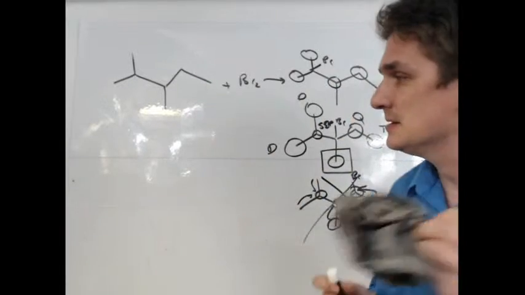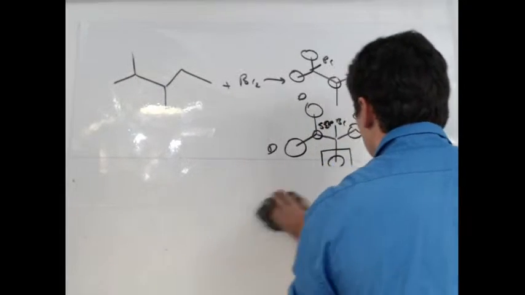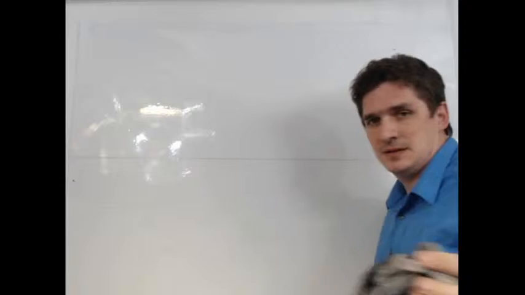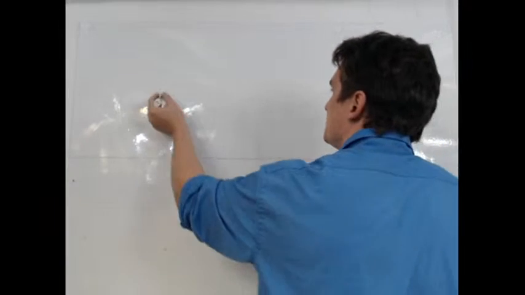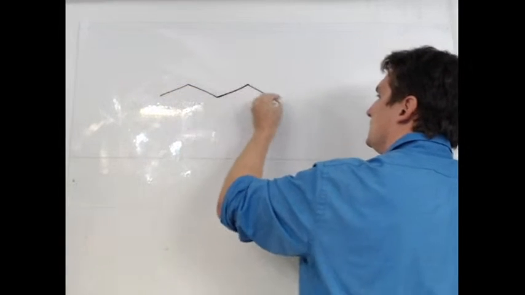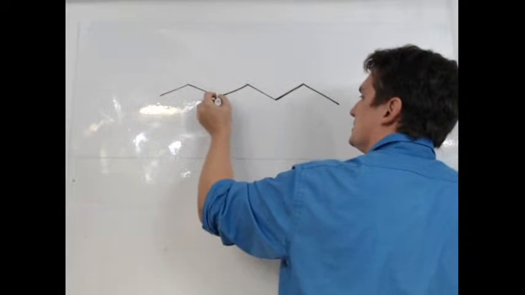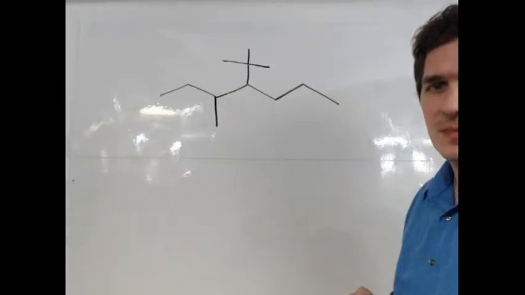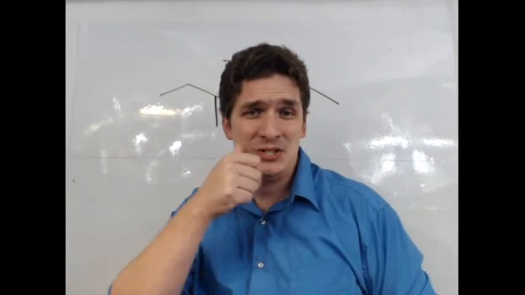Pentaprefix, yes. So 35 was 1, 2, 3, 4, 5, 6, 7. So it was 3-methyl isobutyl. I looked at it. It looked like it should go through that butyl group.